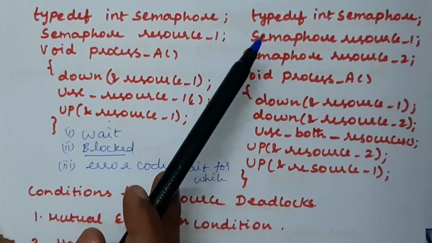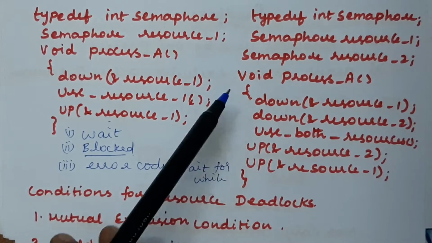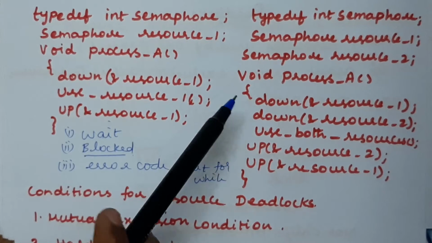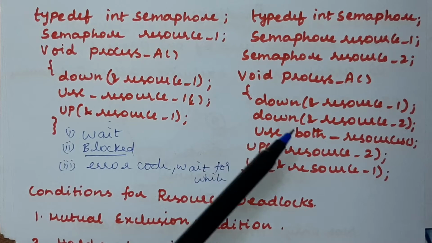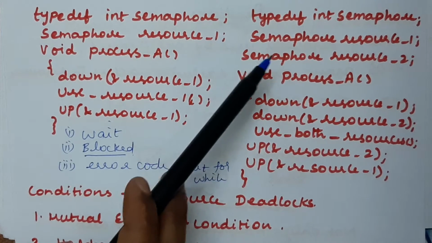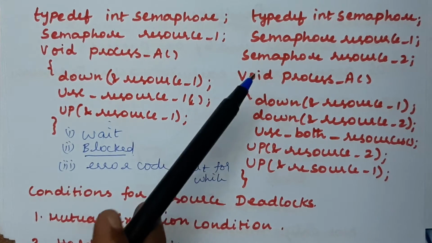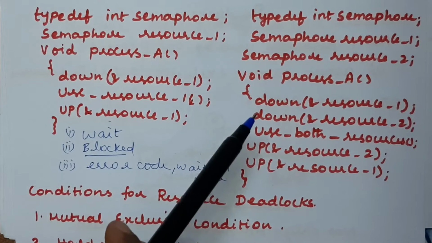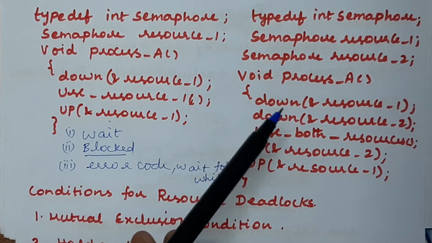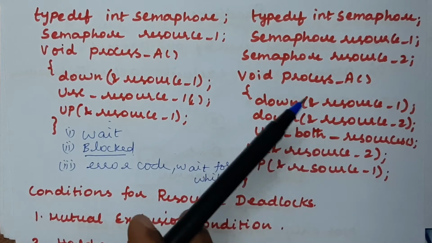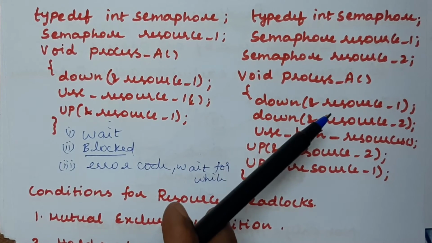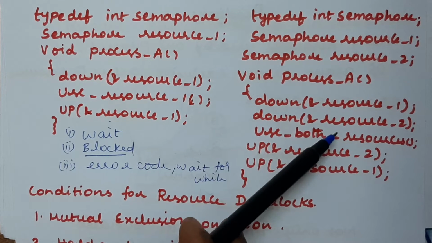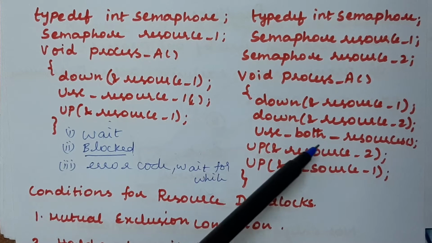In the same way, we have another set of code for the two processes, but here it uses more than one resource. Here we have two resources, resource 1 and resource 2. We have the first process, that is A. In the same way it requests the resources. For that it needs to check whether that particular resource is available. First it checks for resource number 1, and afterwards it checks for resource number 2.